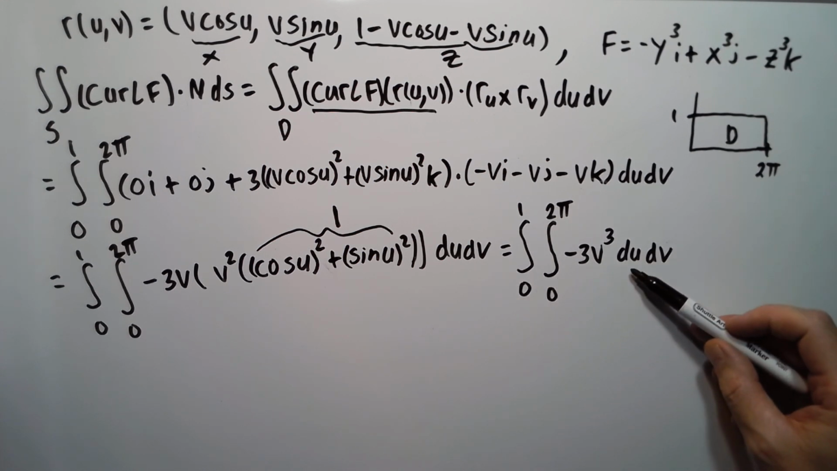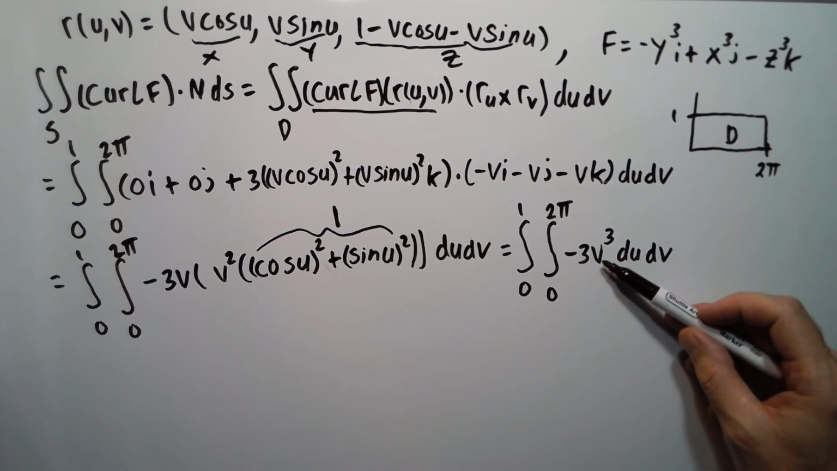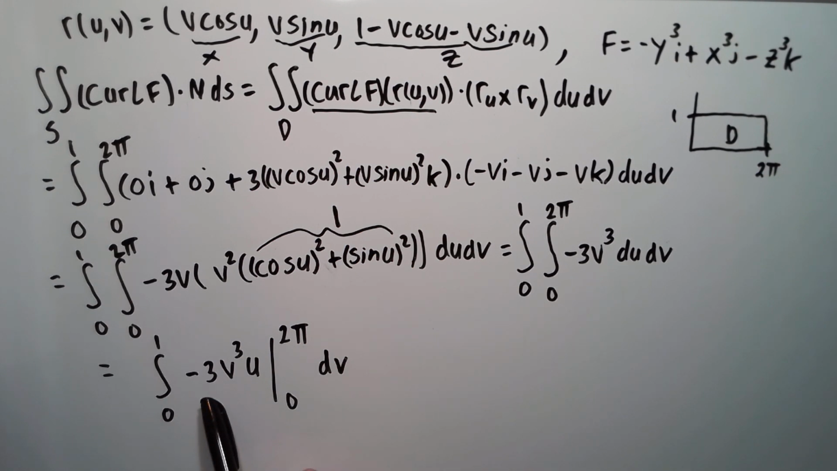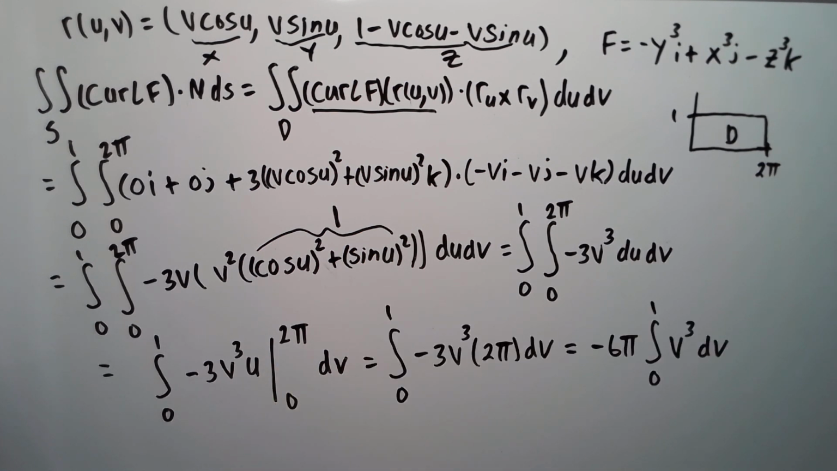So we're integrating with respect to u first, so we're treating v as a constant. So we're just going to tack on a u here. So integrating, we get negative 3v cubed u evaluated at 2 pi and 0. So then putting 2 pi in place of u, we get negative 3v cubed times 2 pi. I'm going to pull out the 2 pi and the minus 3 as a minus 6 pi in the front like I did here. Then I have to integrate the v cubed now, so let's keep going.